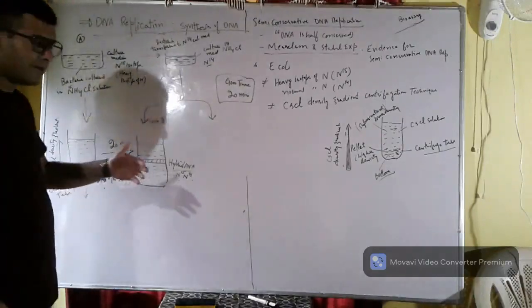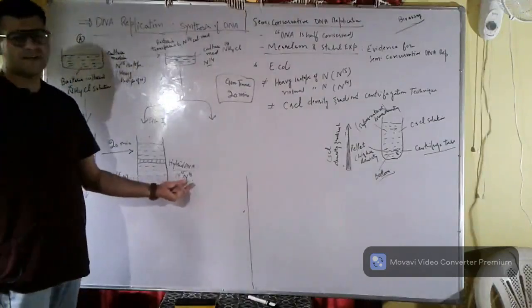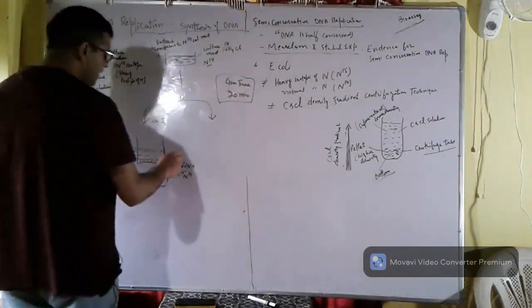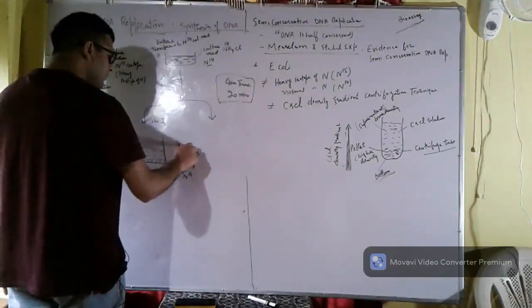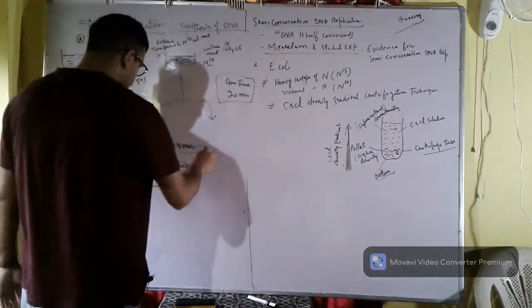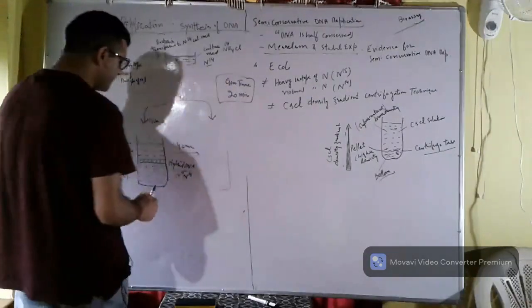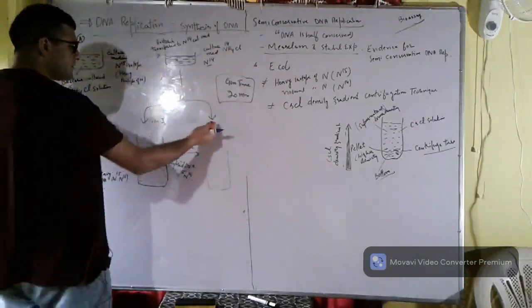So a little bit you have understood that one strand is the older strand, the parental strand, and one strand is the new strand. So this is called hybrid DNA. And after the second generation time, that means after 40 minutes, what did they find? They found two types of DNA molecules. One is hybrid DNA, and another is light DNA.